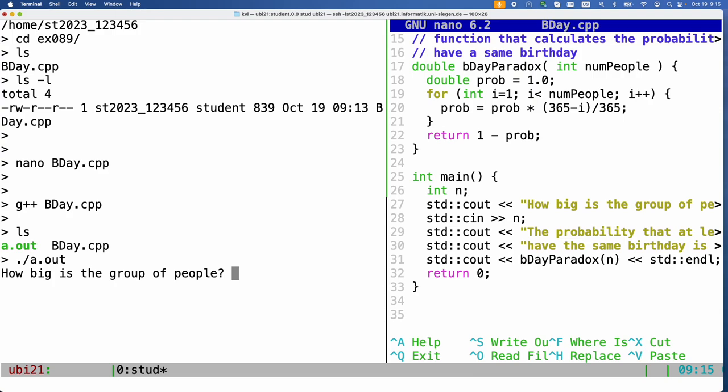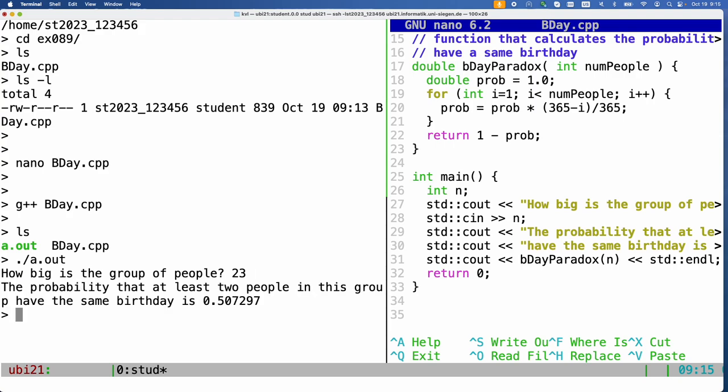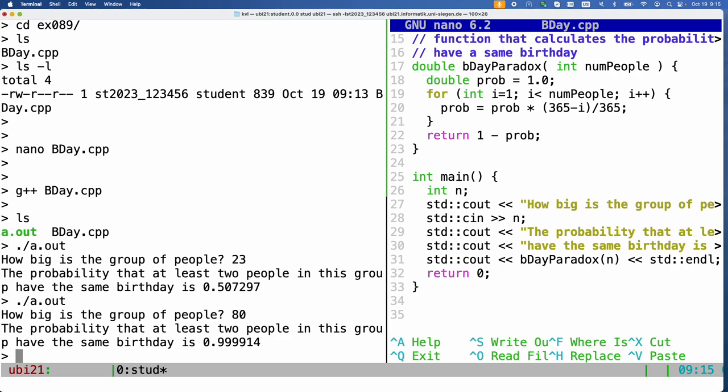How big is the group of people? Let's do the birthday paradox, 23. You would think a very low probability, but if you then let the computer analyze it, the probability that at least two people in this group have the same birthday is 50.7%, or 0.507, right? In this course, I think there's about 80 people. What about 80 people? 99.9914%. So amongst all of you, it's very likely there are at least two people that have the same birthday, right?